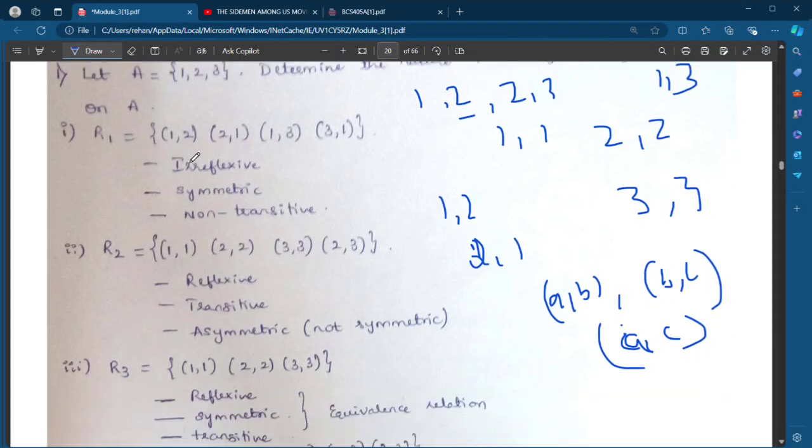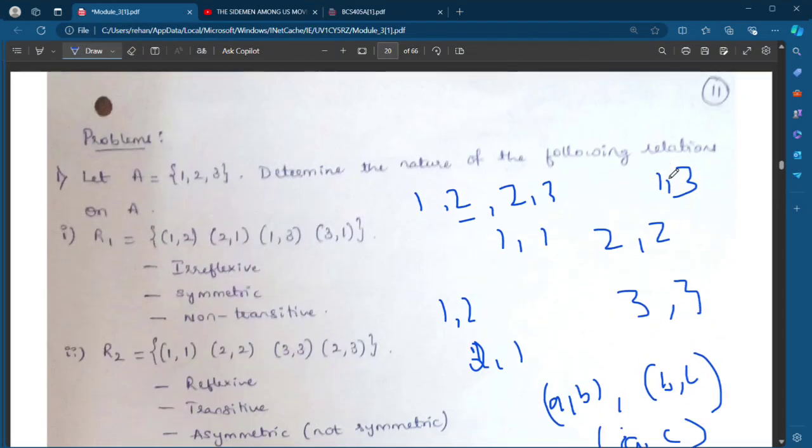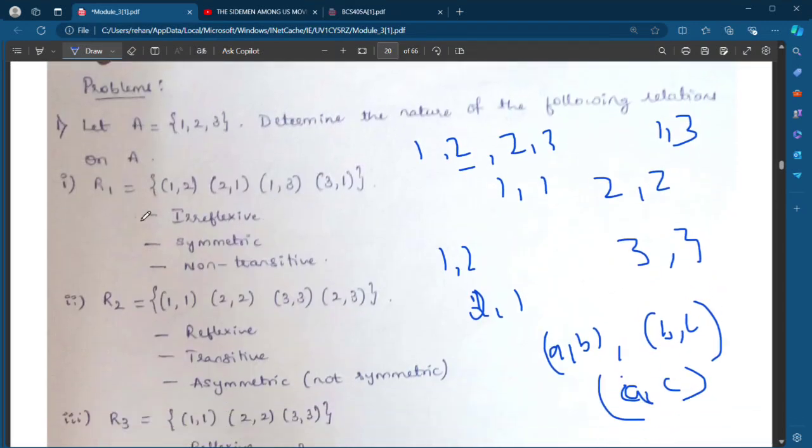Okay, so they are given R1 is equal to {1 comma 2, 2 comma 1, 1 comma 3, 3 comma 4}. I have to write the nature of the relation on A. What are the natures? Either it is reflexive or irreflexive, symmetric or asymmetric, transitive or non-transitive. So from this given thing, I can say that it is irreflexive because 1 comma 1, 2 comma 2, 3 comma 3 are not there. It is symmetric, yes, here.